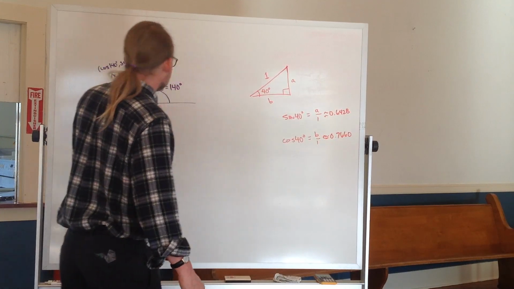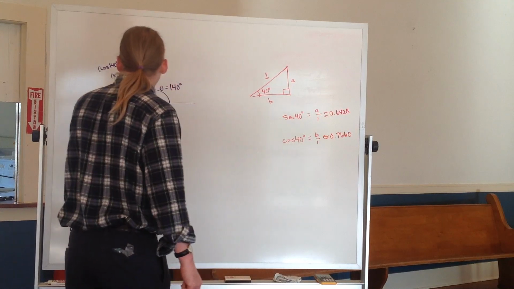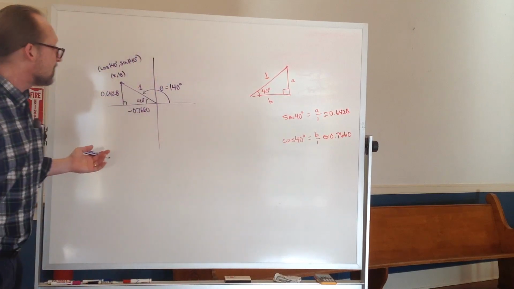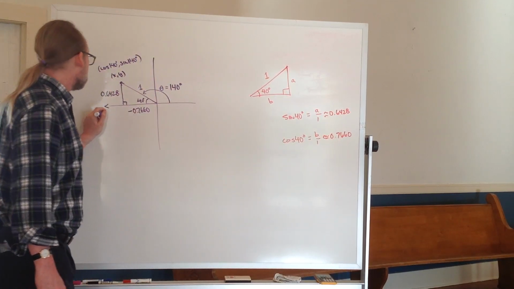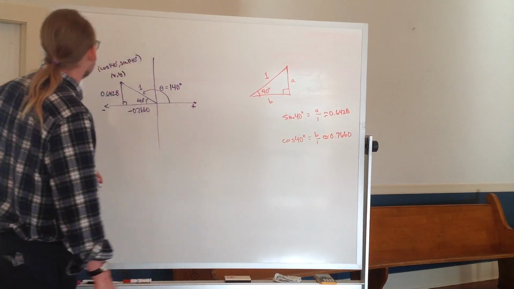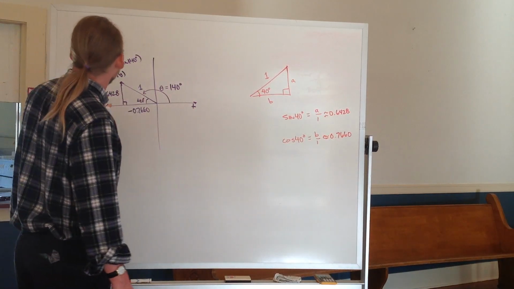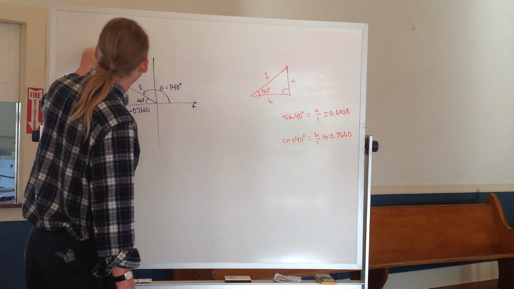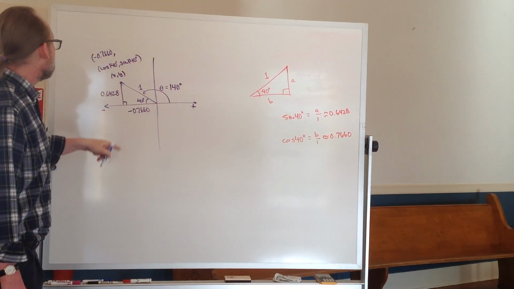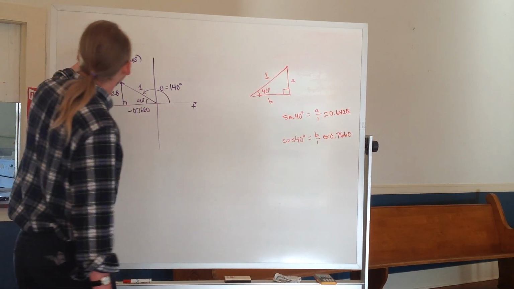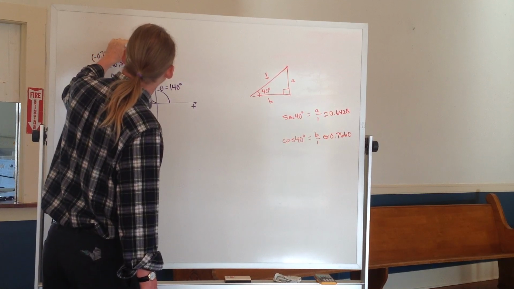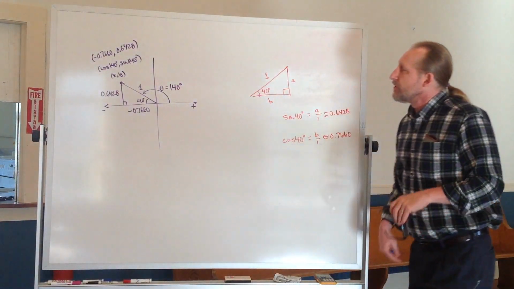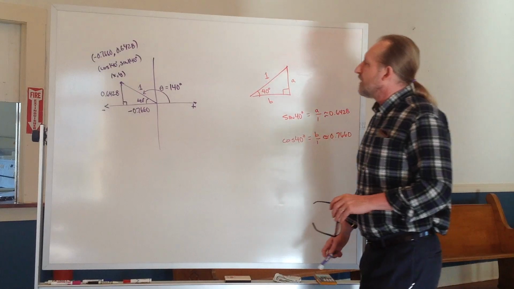The x coordinate, the distance here is going to be 0.766, but the x coordinate itself is going to be negative 0.766, because over here the x's are negative, right? Over here the x's are positive. So what happens in this scenario is that the x coordinate, the cosine of 140, is negative 0.766, and the sine of 140 is the y coordinate, which is positive 0.6428.